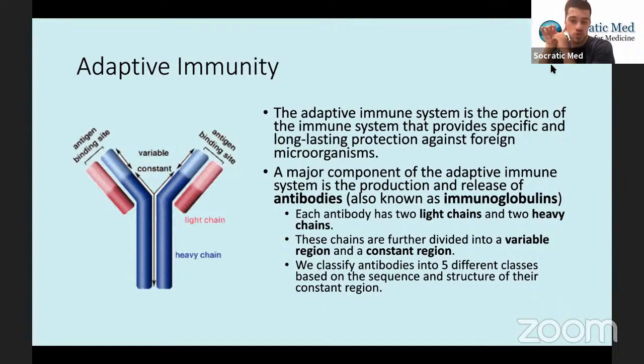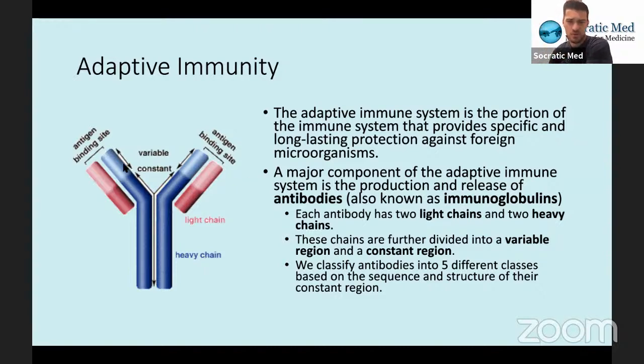One of them is a super quick response, so it gets to the infection as soon as possible and just starts doing what it's supposed to do. And then the adaptive immunity plays the long game. It analyzes, it remembers, and it prepares for next time. So a major component of the adaptive immune system is the production and release of antibodies. Antibodies are also known as immunoglobulins. Each antibody has 2 light chains and 2 heavy chains.